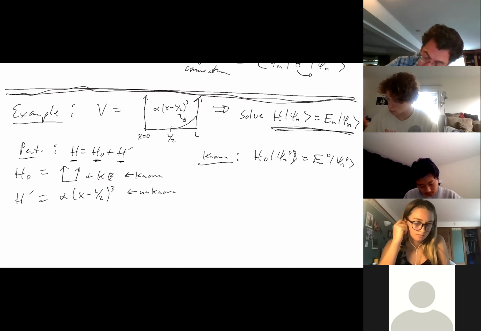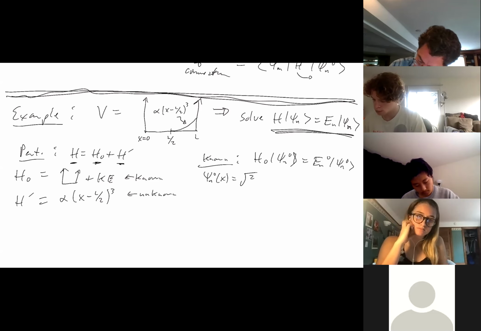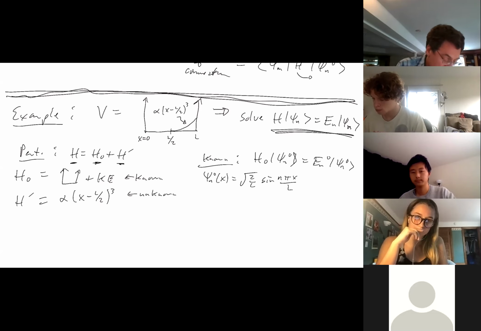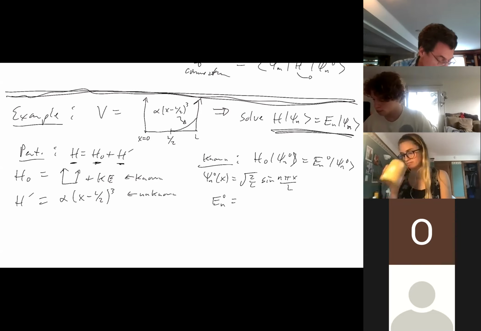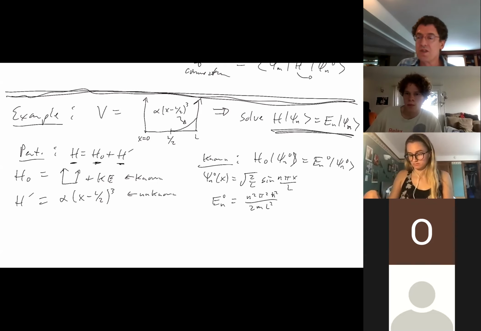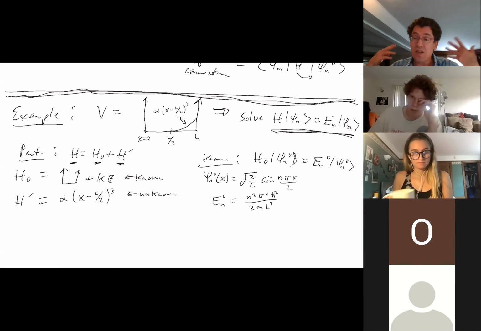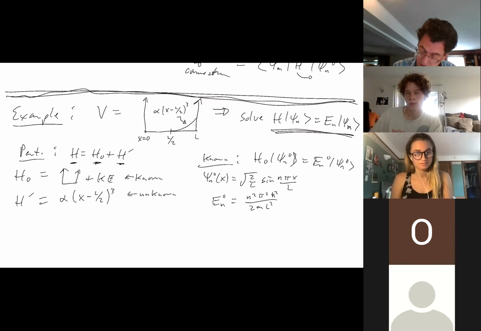You know these guys. psi n naught of x is equal to the square root of 2 over L times sine of n pi x over L. Right? Did I get that right? Yeah. And then you know that the energies of those guys, E n naught, is equal to n squared pi squared h bar squared over 2mL squared. Okay, so these are formulas that you all know, or if you don't remember them, every one of you could derive this just screwing around for like 10 minutes or whatever. So we all know that.